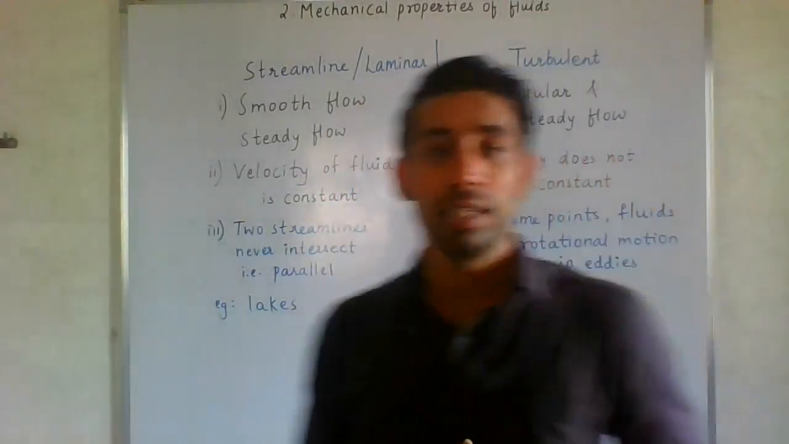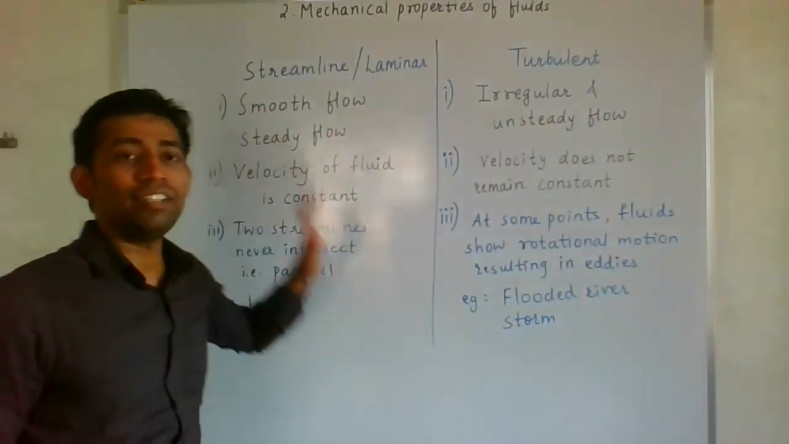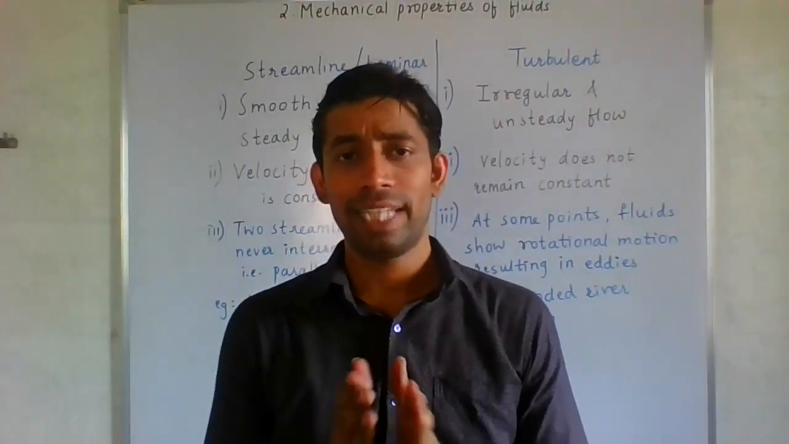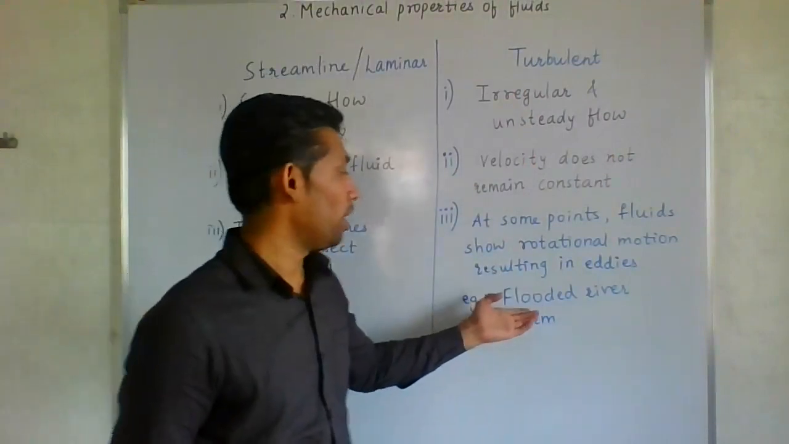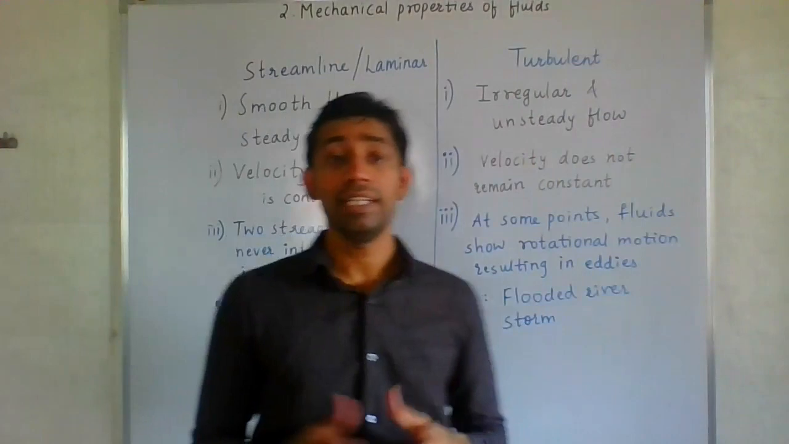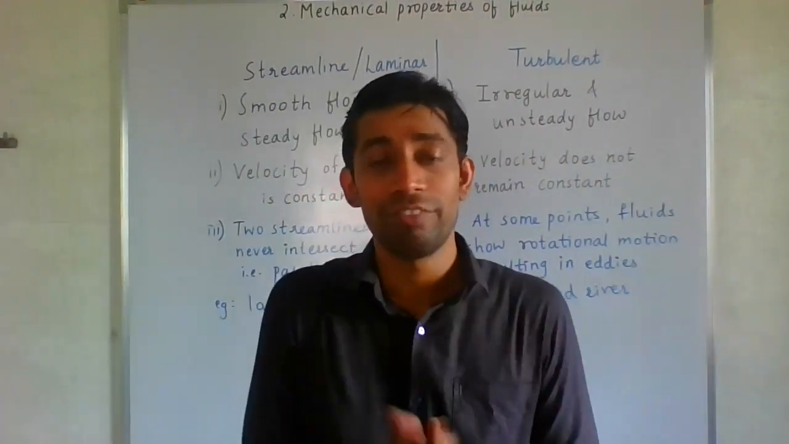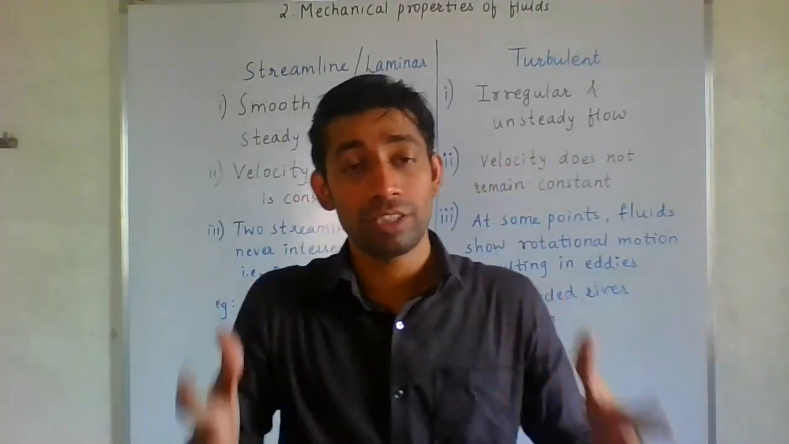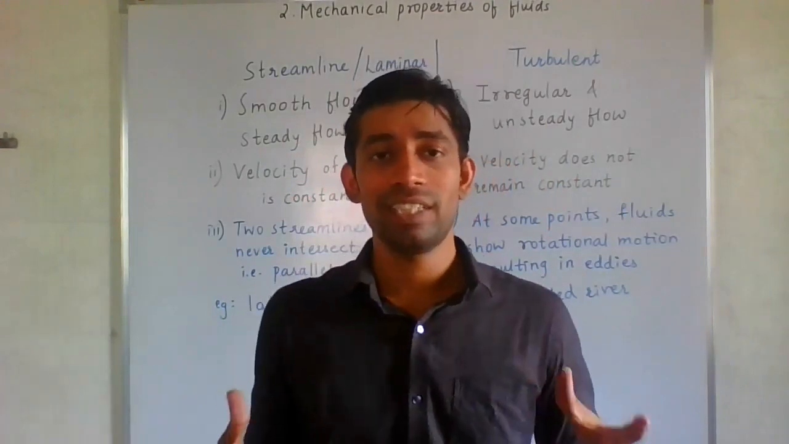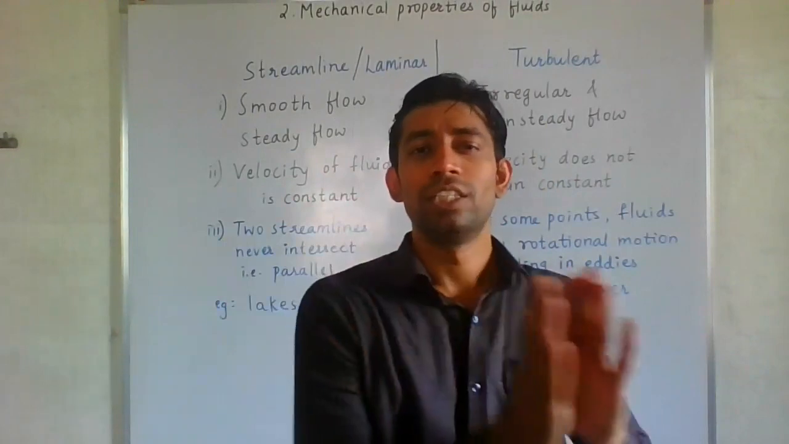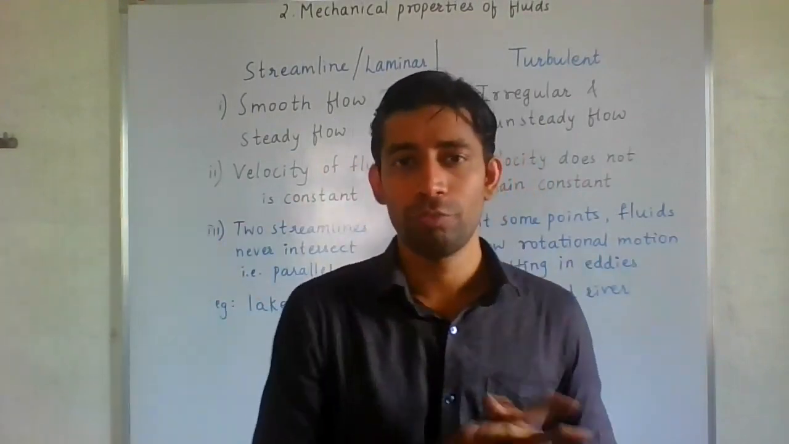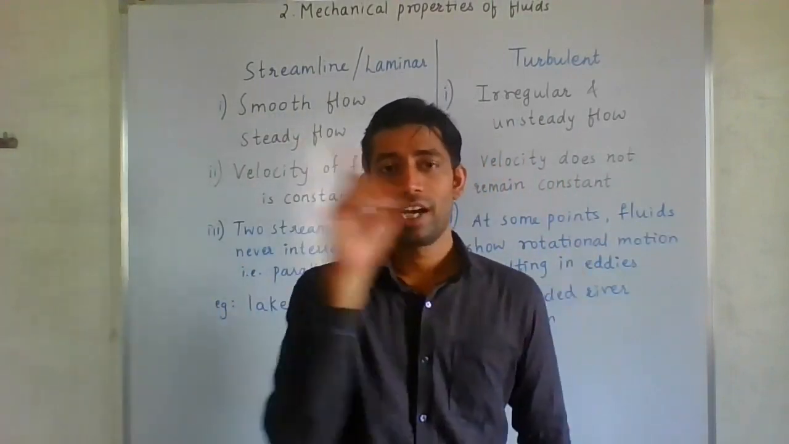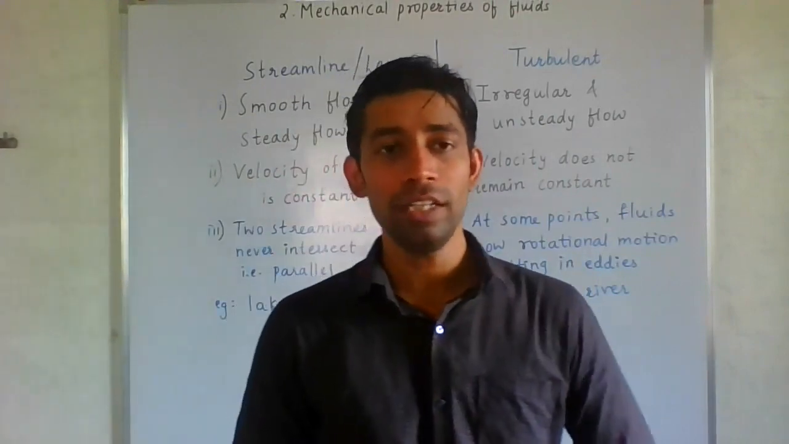Streamline flow is nothing but smooth, steady flow. Turbulent flow is irregular, unsteady flow. Examples of turbulent flow: a flooded river, a storm, a hurricane. We cannot withstand such forces. The river has flooded, full force is coming. In a storm, we cannot stand midway. They are not so smooth. They come with huge force and huge velocity, and may result in some kind of circular motion. That is an example of turbulent flow.